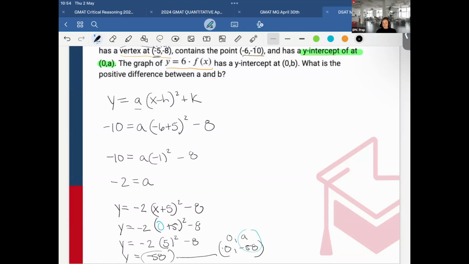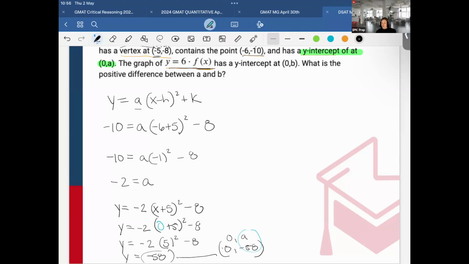Okay, and here's where knowledge of graph amplification can come in handy. Then it asks me for this, the graph of y equals 6 times our original function. So this one has a y-intercept at (0, b). What is the positive difference between a and b? So for this one, there is a shortcut, but remember that in graph amplification, x-intercepts stay the same and everything else changes.